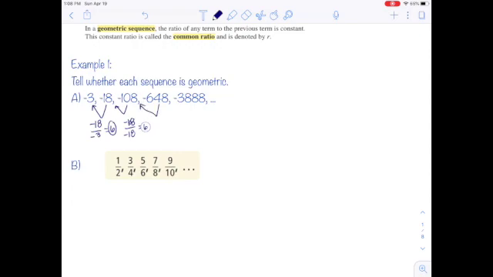And then check your next term, negative 648 divided by negative 108. That is also equal to 6. And your last, negative 3,888 divided by negative 648. That is also equal to 6. So, therefore, this sequence is geometric.